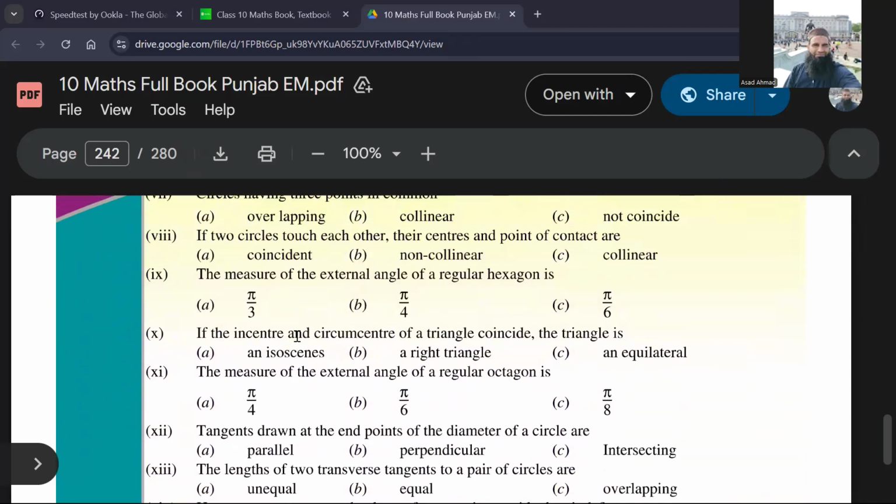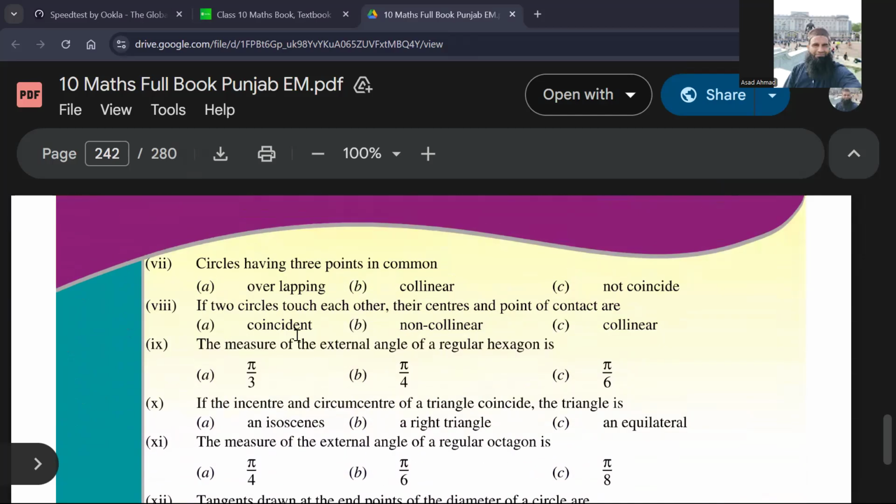Number 7. Circle having 3 points common are called overlapping circles. Two circles touch each other. Their centers and the point of contact are, let's first draw the diagram. Two circles, like it is first circle, and we have another circle like this one, for example, touching each other. Either they are externally or they are internally.